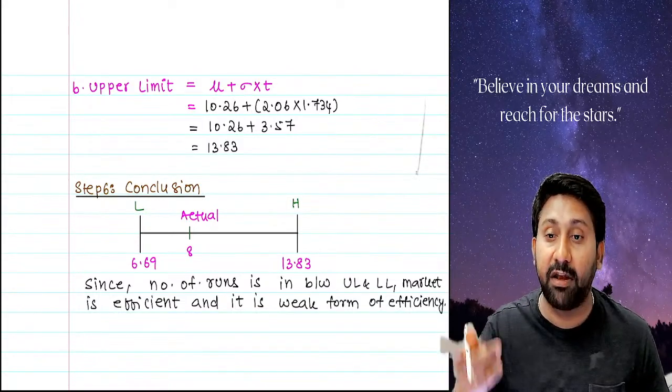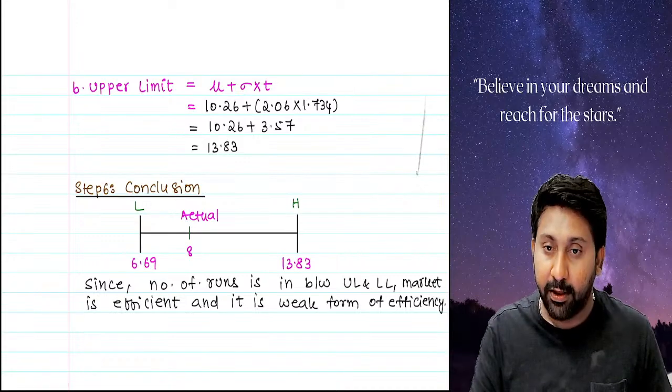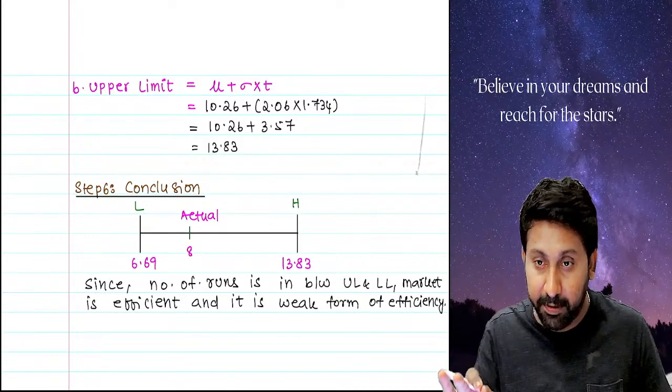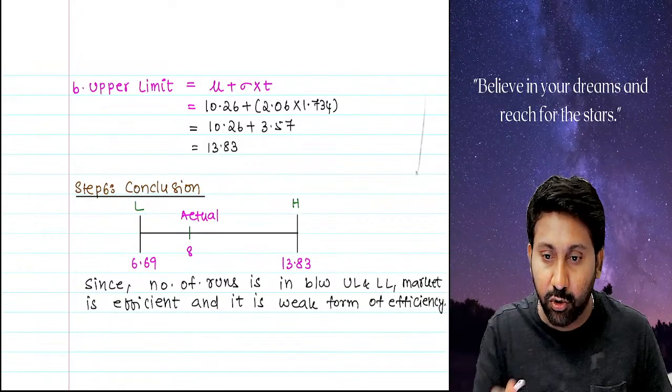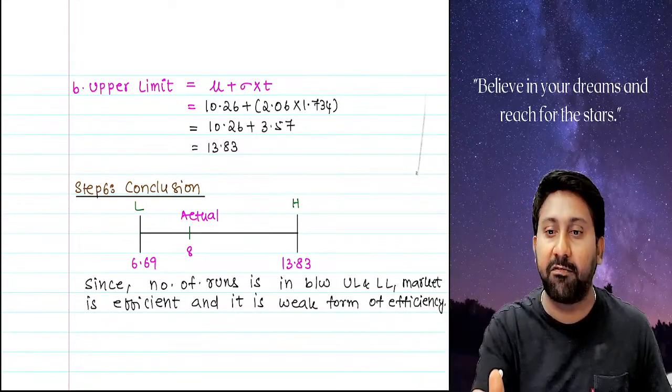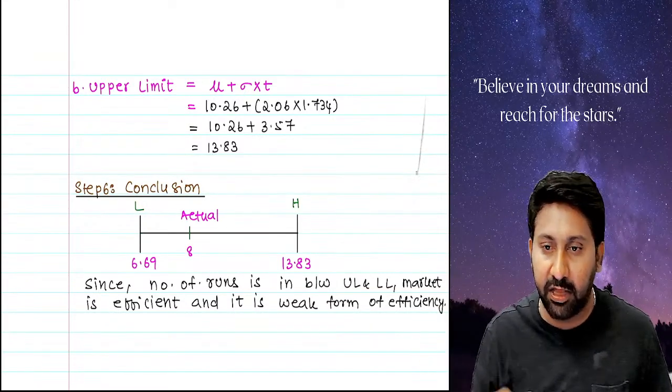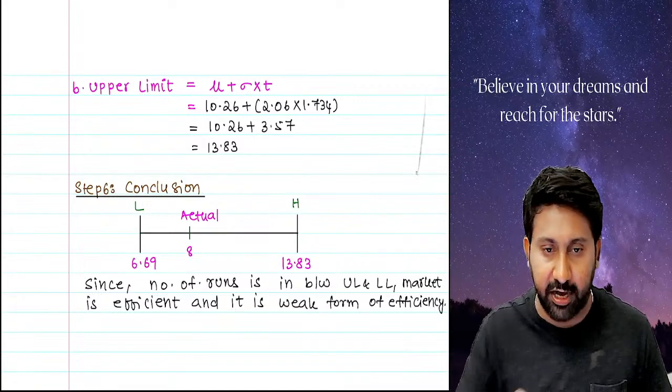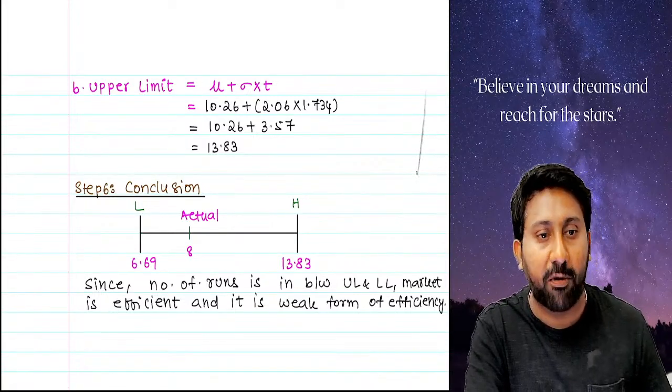The market will be efficient only if the number of runs is between the averages. There are two averages, one upper average and one lower average. The number should be in between both of them. Then we call it an efficient market. But it is called a weak form of efficiency only.